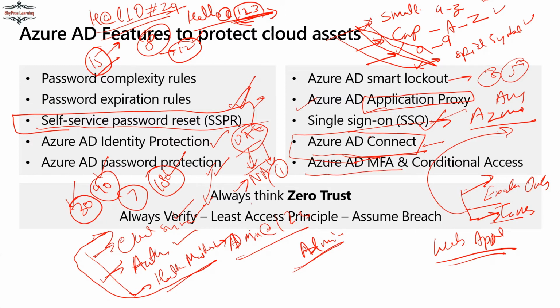Then we have a most important feature, which is called Azure AD MFA and Conditional Access. These are the two major components that you can use, and we will discuss them in more detail in this video itself. Post that, we will take a couple of other components as well, like SSPR, password rule, all these things we will discuss in upcoming videos. But these two sections we are going to discuss right away.